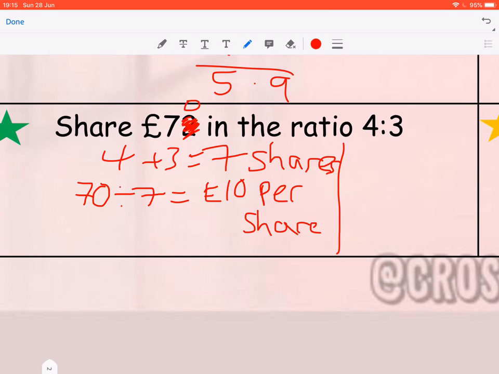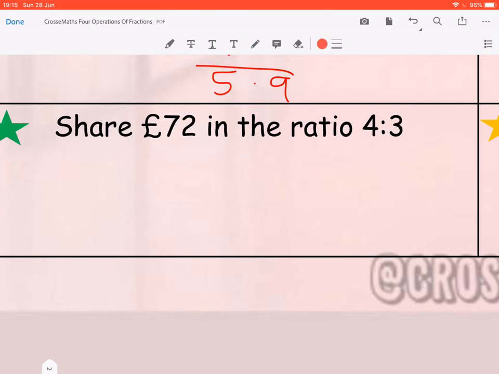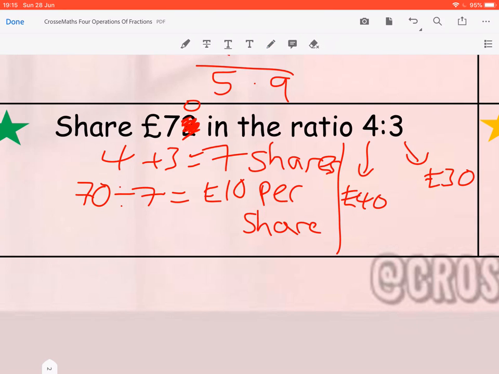So if it's £10 for every share and one person gets 4 and another person gets 3, the person that gets 4 shares will have £40. The person that gets 3 shares will have £30. Okay, I had to change the question because it was written incorrectly.